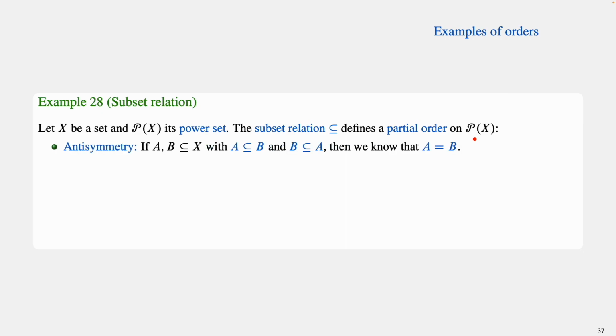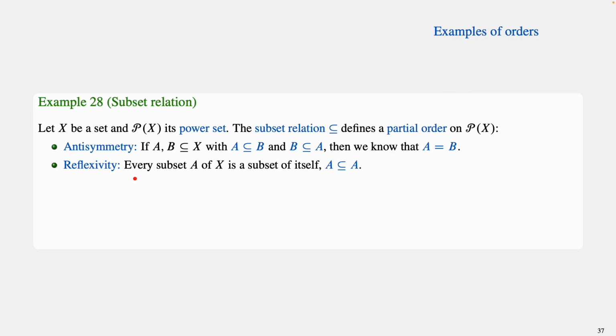We will check this. It is anti-symmetric because if A, B are subsets of X and A is contained in B, but also B is contained in A, so A subset of B and B subset of A, then we know this means the sets A and B are identical. Because it just says that every element of A is contained in B and also every element of B is contained in A. So they must be the same set. And yeah, this means the relation is anti-symmetric.